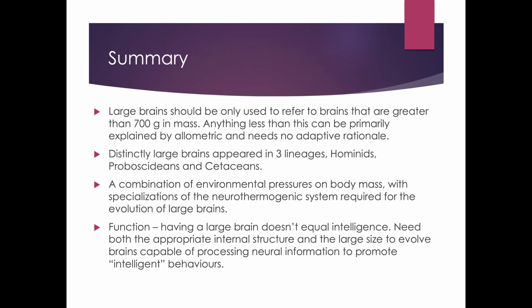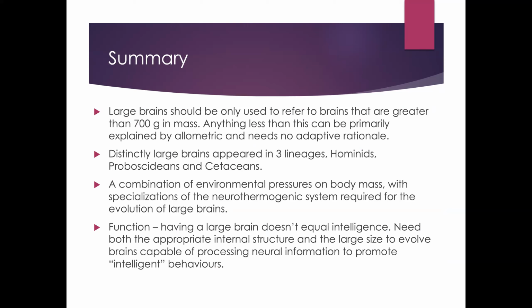So in summary, the way that I'm thinking at the moment, and obviously I stand to be corrected on all these things, these are just ideas: large brains should only be used to refer to brains that are greater than 700 grams in mass. Anything that's smaller than this can be primarily explained by allometry. And we don't need to have an adaptive rationale for brain size in the vast majority of vertebrate species. Truly distinct large brains really only appeared in 3 lineages: the hominids, the proboscideans, and the cetaceans.